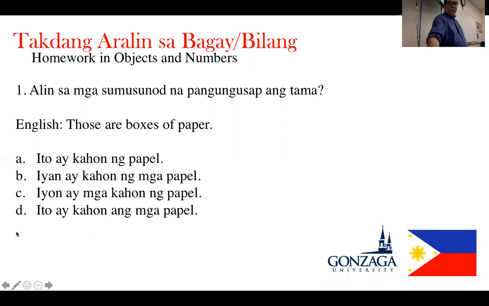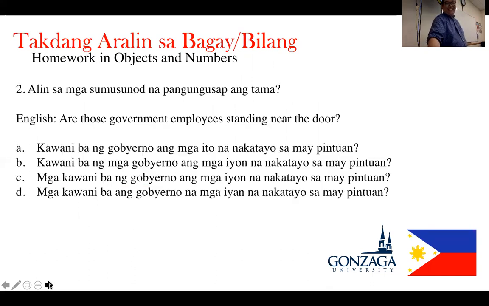Okay. Number 2, Aliyah. Sa mga sumusunod na pag-uusap tama, are those government employees mainly to work? So answer. Bakit ko pa ang gobyerno na pag-iyan na nakatayo sa may pintura? Are you sure you answer? D. Are you sure of that?